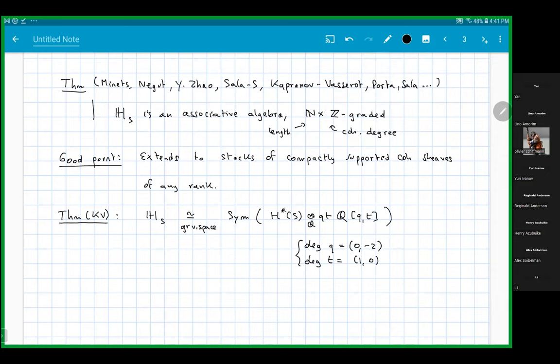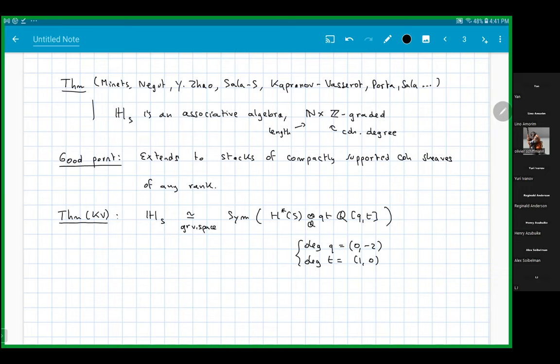So in other words, a good approximation is that HS is a deformation of the enveloping algebra, or the symmetric algebra, of a Lie algebra that would look like a double loop algebra, meaning two positive loops, modeled on the cohomology of the surface. Okay, so that's the theorem about the size.